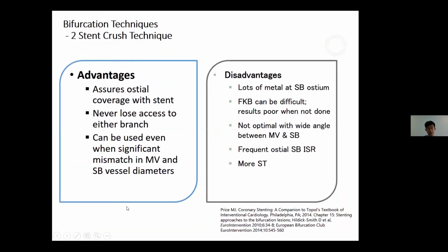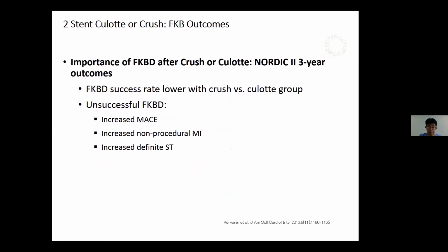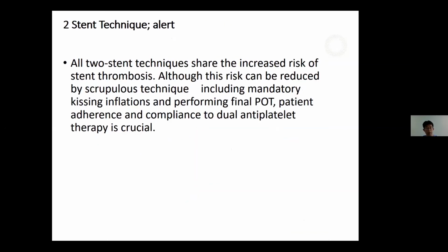The advantages of stent crush technique are that you never lose access to either branch and there is full metal coverage at the carina here. But final kissing balloon dilatation after crush or Culotte stenting is a very important thing. However, with 2 stent techniques, there is an alert here: thrombosis rate is slightly higher than without 2 stent techniques. So we are afraid of the stent thrombosis rate in such situations.